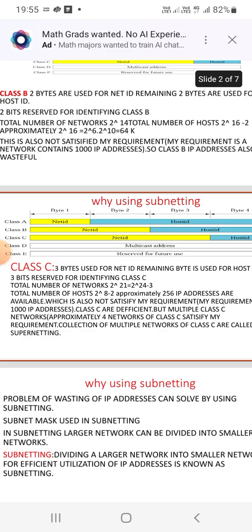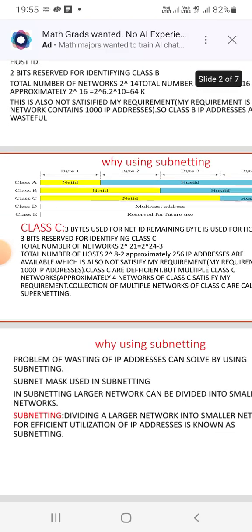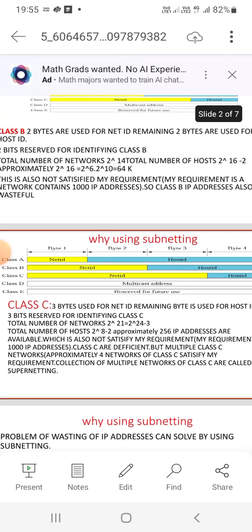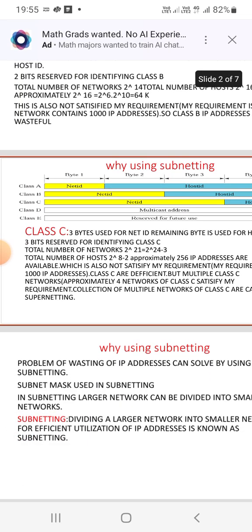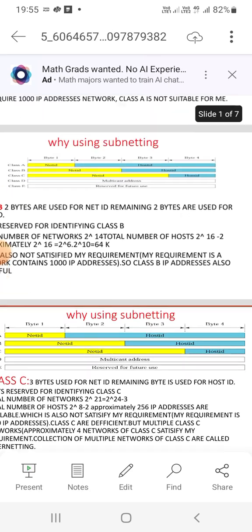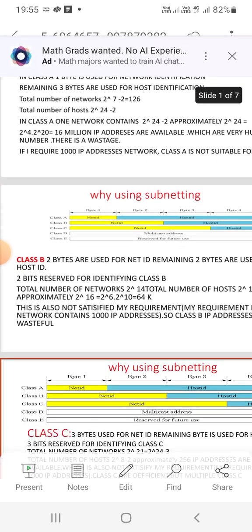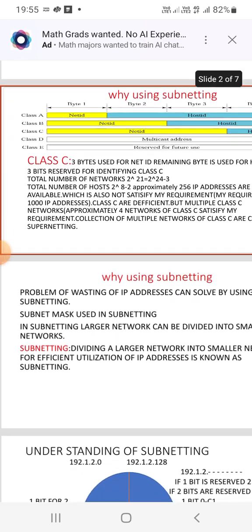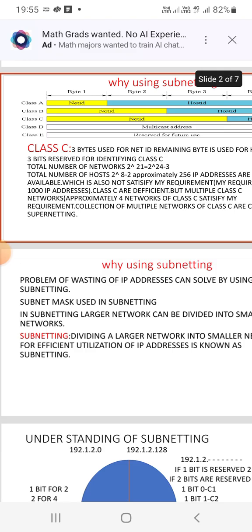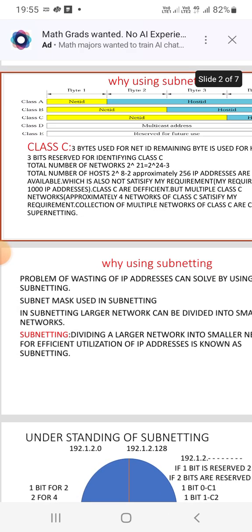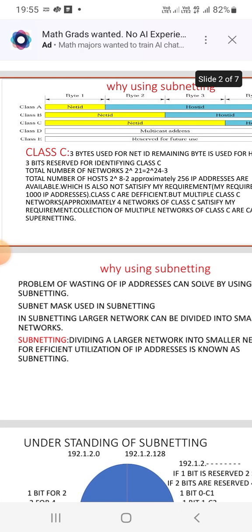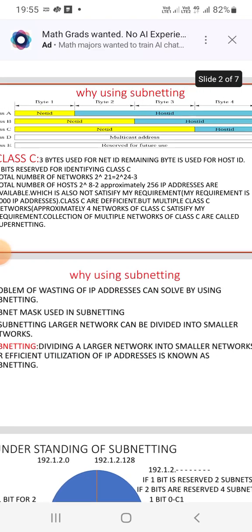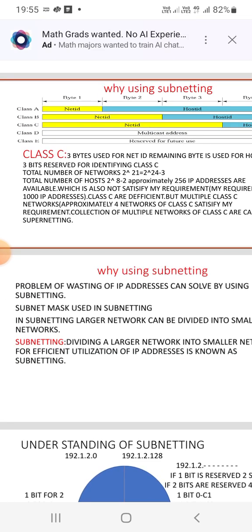This is called supernetting. This is about classful addressing and the reasons for its drawbacks. These are the drawbacks of classful addressing. So, the problem of wasting of IP addresses. The problem of wasting of IP addresses can be solved by using subnetting.